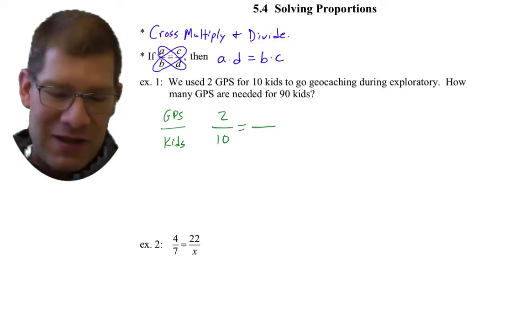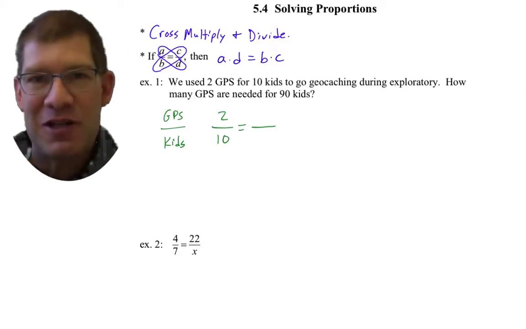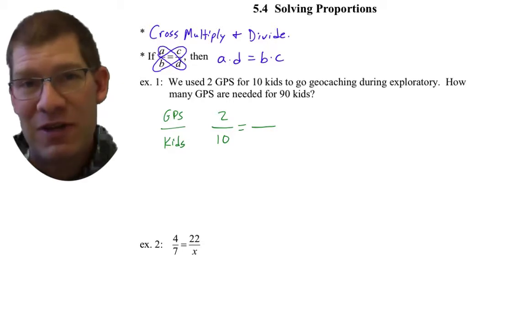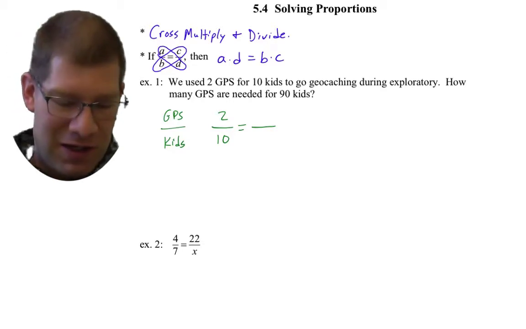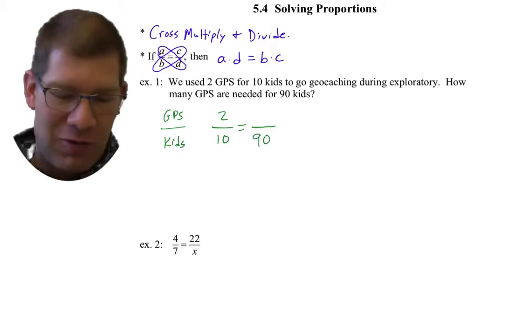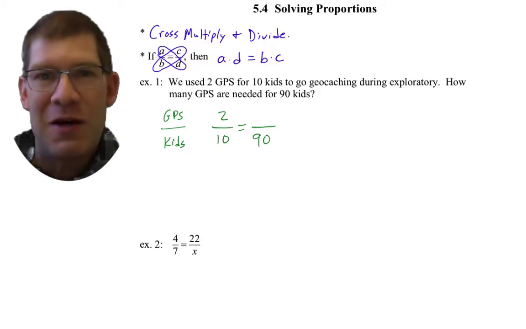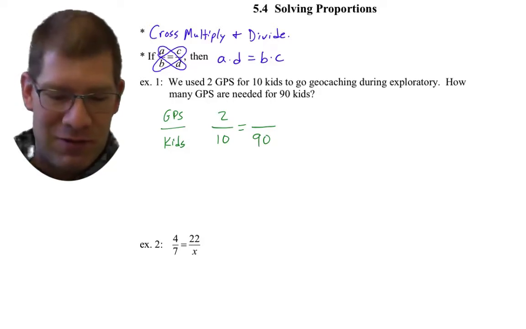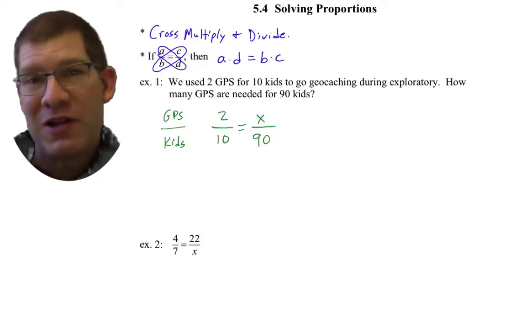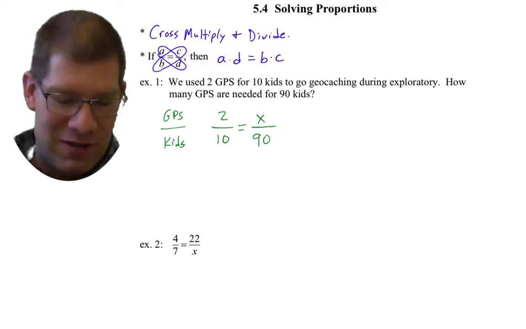Now, the mistake is people put the 90 in the wrong spot. But if you label it, 90 is the number of kids, and kids are right there in the denominator, so 90 has to go right there. So the question is how many GPS receivers are needed? Well, we'll make that our unknown, we'll make that an x. And that goes in the numerator because the numerator is the number of GPS receivers.